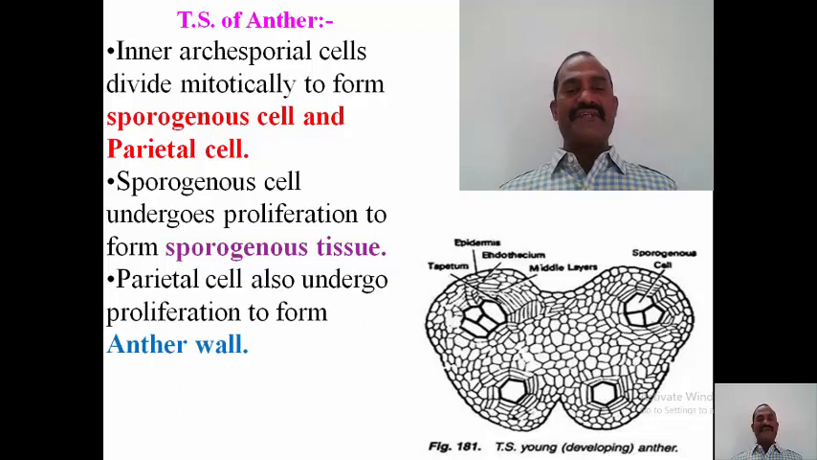Now these sporogenous cells undergo rapid proliferation to form a small group of tissue called sporogenous tissue. This sporogenous tissue, in the near future, is going to produce the pollen grains. However, the parietal cells also undergo proliferation to form the anther wall.